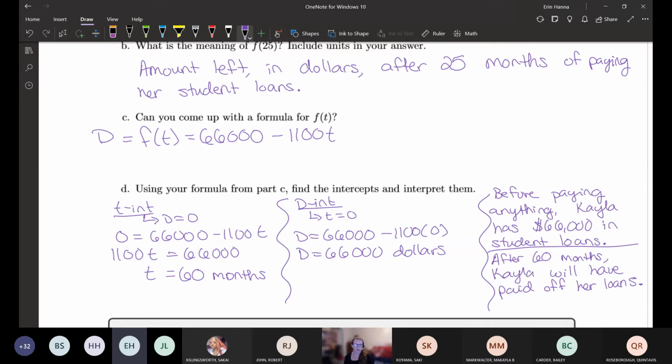I don't really care how you phrase it as long as it gets the point across of the two separate pieces of that point. So for the first one, 0 months, $66,000, and for the second one, 60 months, $0. But how you phrase that is up to you. I pretty much accept anything as long as it gets the point across correctly. Questions, concerns on the warm-up?